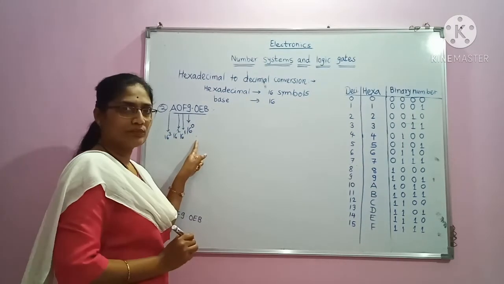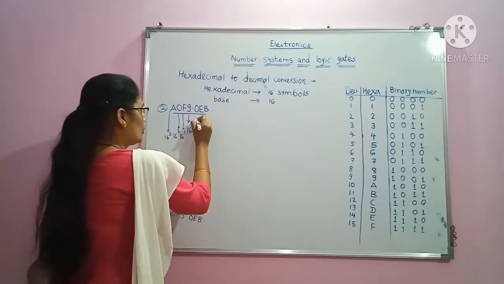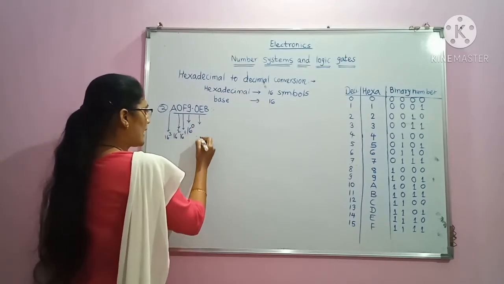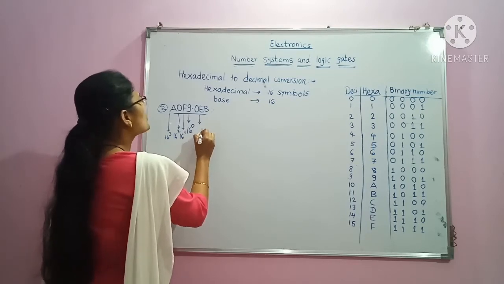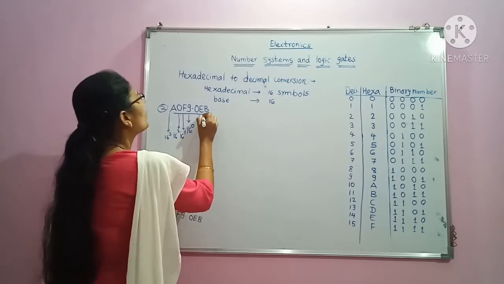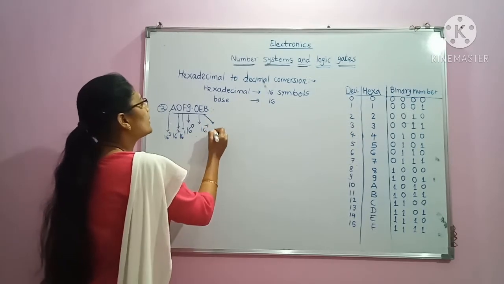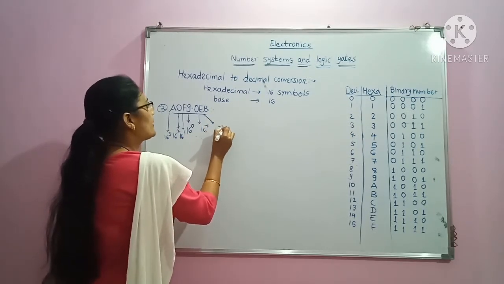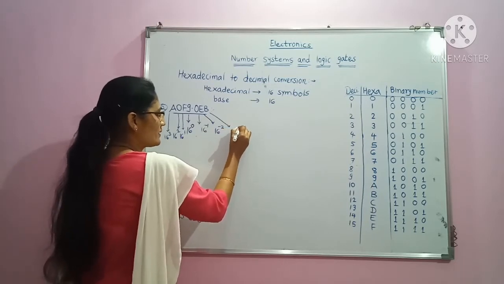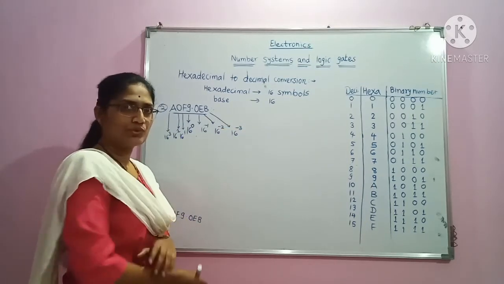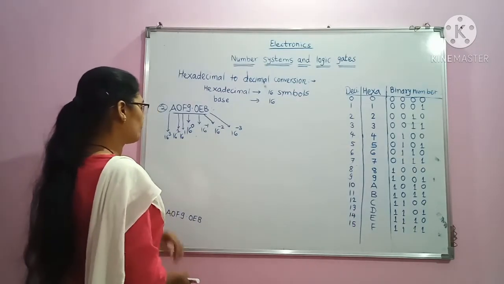Then here is the hexadecimal point. Towards the right, we know that we have to multiply by 16 raised to minus 1. To this E, I have to multiply by 16 raised to minus 2. And to this B, I have to multiply by 16 raised to minus 3. So let's find out the value.